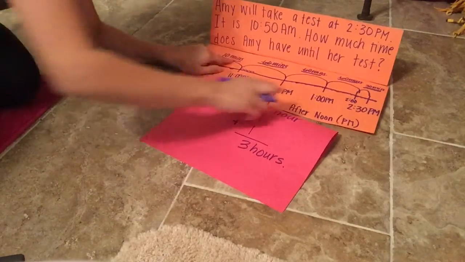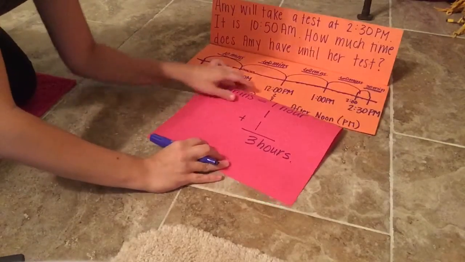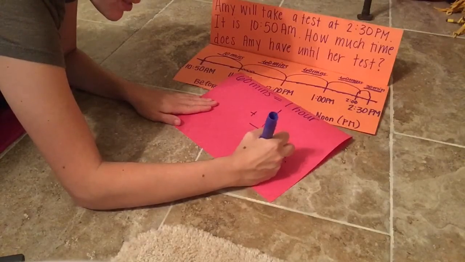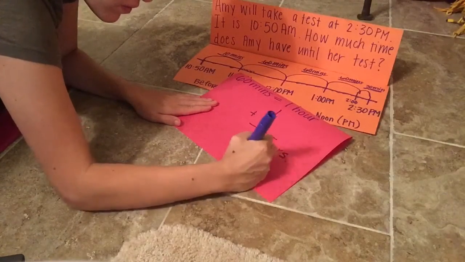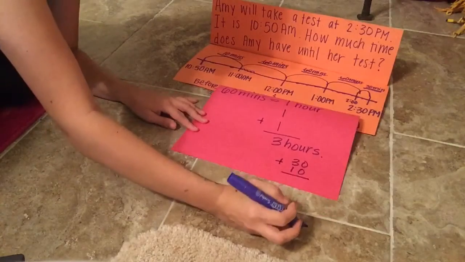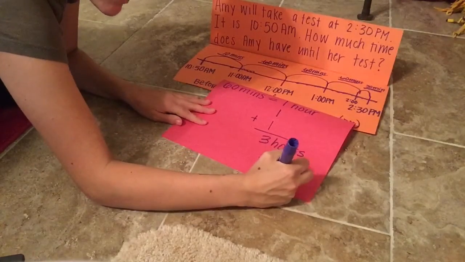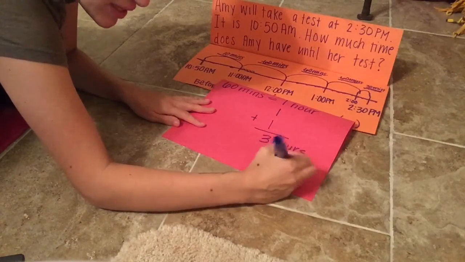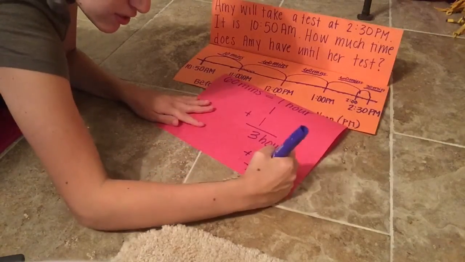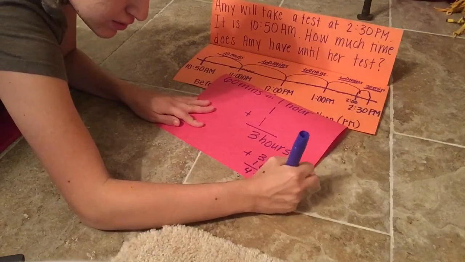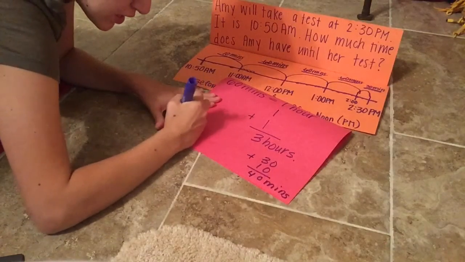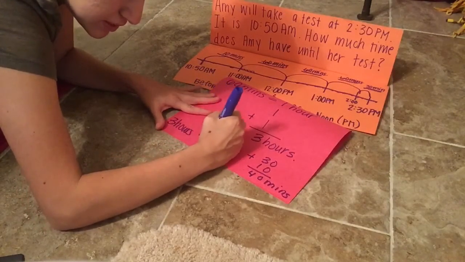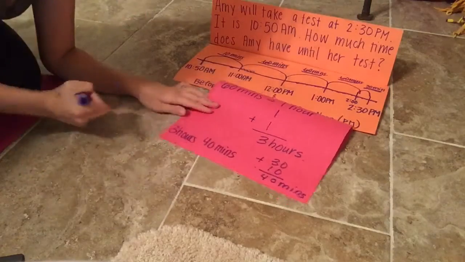So now I'm just left with 30 minutes and 10 minutes. To add 30 and 10 minutes, we're just going to set it up just like that. I'm going to bring down my 0, and I'm going to add my 3 and 1, and it's going to come out to 40. So this is 40 minutes. So we now know that Amy has 3 hours and 40 minutes until her test time.